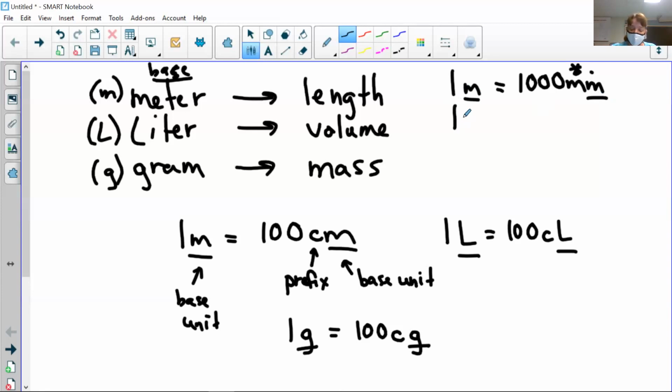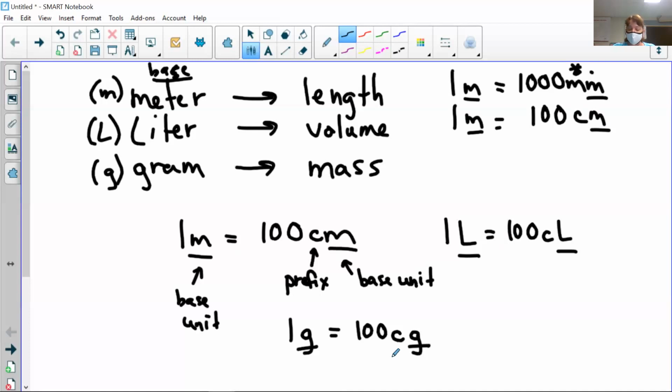The second one you need to know, again, using the base unit meter in this case, is that 100 centis are in 1 base unit. So 1 base unit equals 100 centis of that base unit. And here I showed you the 3 different possibilities there: meters, liters, or grams.